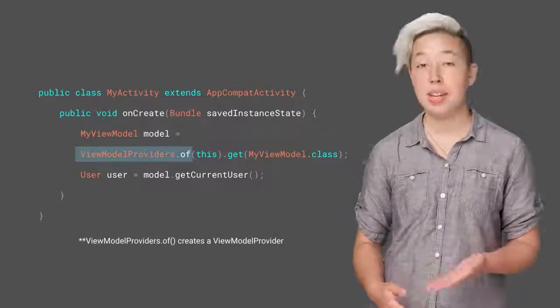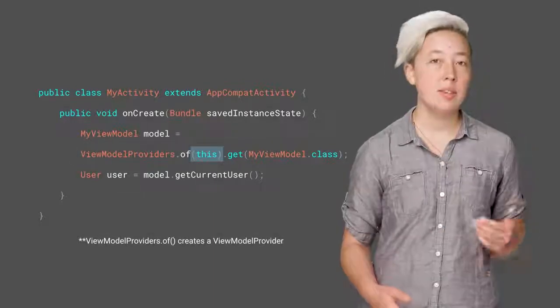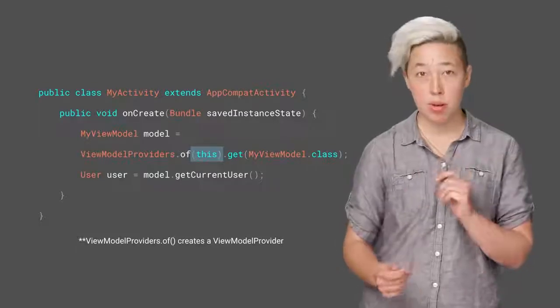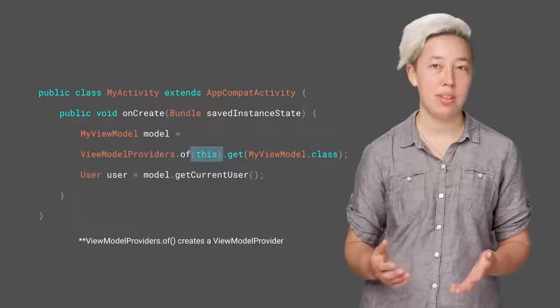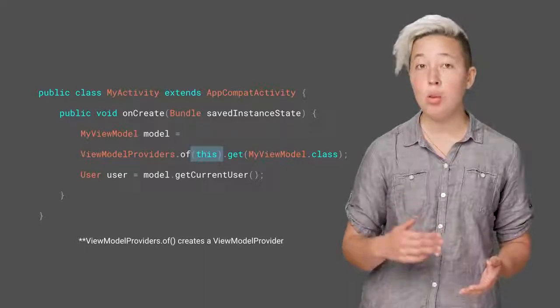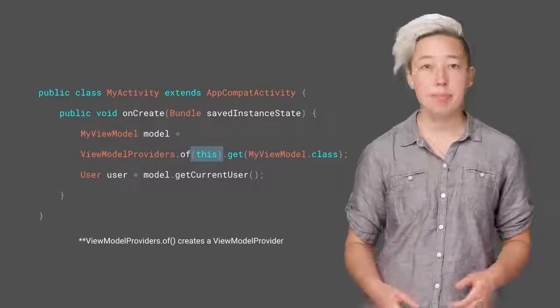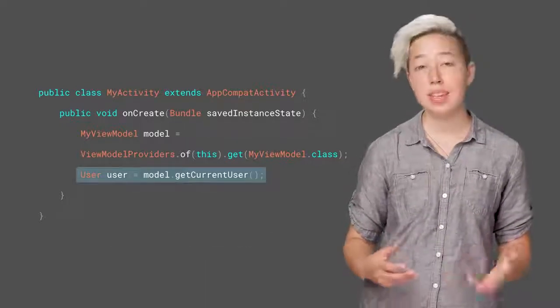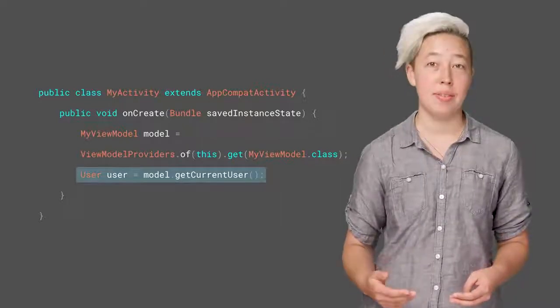Notice the ViewModelProvider takes an activity instance. This is the mechanism that allows you to rotate the phone, get a technically new activity instance, but ensure that that instance is always associated with the same ViewModel. With the ViewModel instance, you can use the getters to access the UI data from your activity.